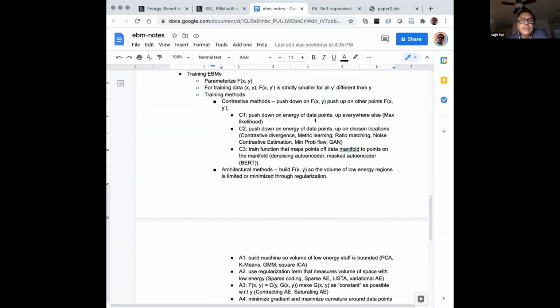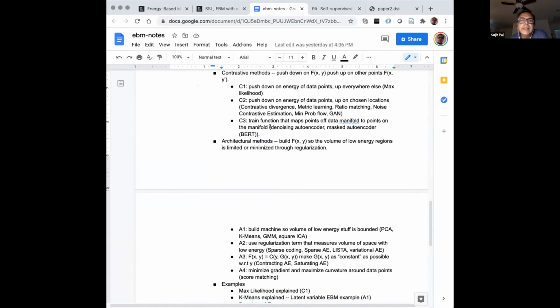In the first case, you push down the energy of data points, up everywhere else. This is like maximum likelihood. The second one is push down the energy of data points and up on chosen locations. So not only do you push down on the manifold, you also take certain locations and push them up. He shows you how in the contrastive divergence example, which we'll cover later. He lists out different things like contrastive divergence, metric learning, ratio matching. It's there in the slides.